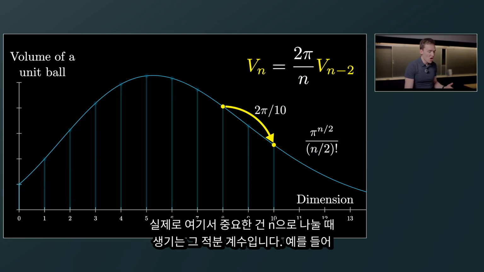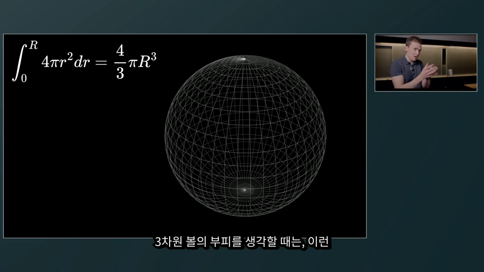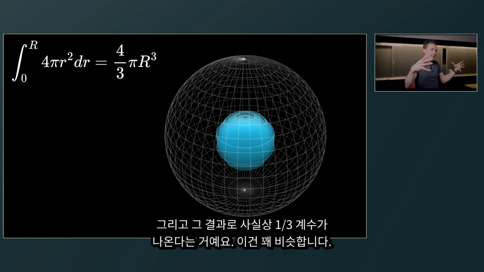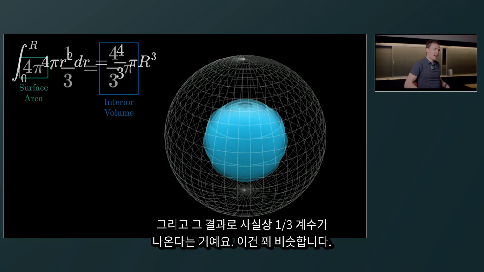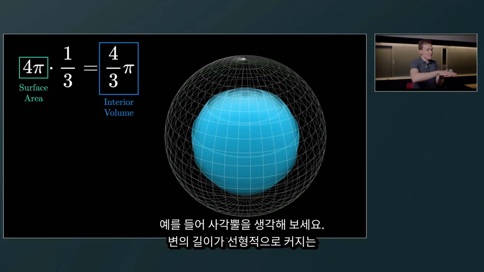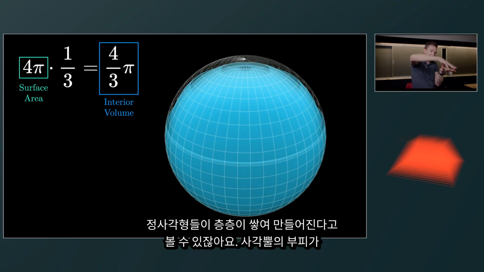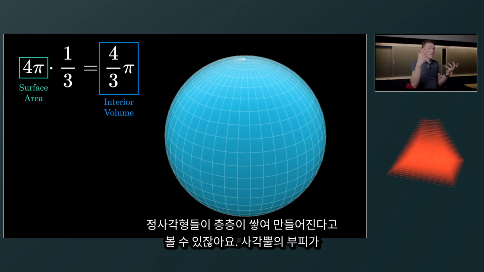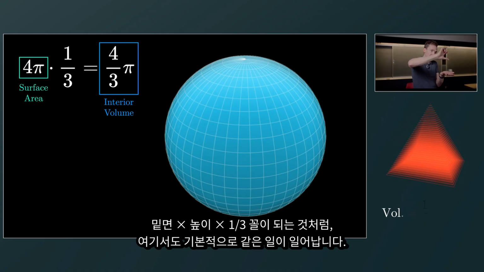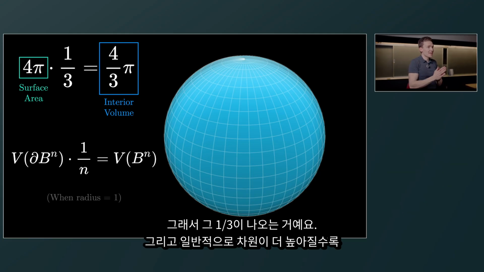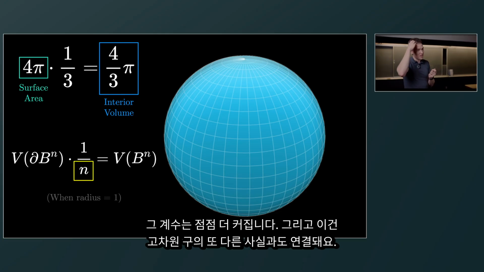For example, when you're thinking about the volume of a three-dimensional ball, you're kind of adding together all of these shells. You're integrating together all these things that are proportional to r squared. And we're saying that effectively gives you this 1/3 factor. It's very similar, actually, if you have, let's say, a square pyramid, and you think of it as being built up from a whole bunch of squares whose side lengths are increasing linearly. You know how with the pyramid, it looks like 1/3 times its base times the height. Basically, the same thing is going on here, where that's where the 1/3 comes from. And in general, when you're doing this in a higher number of dimensions, that factor is getting bigger and bigger.